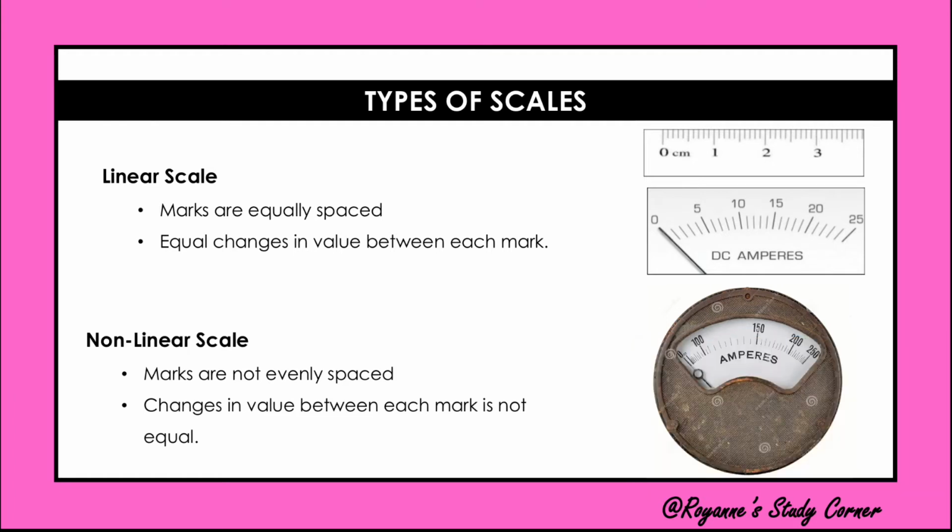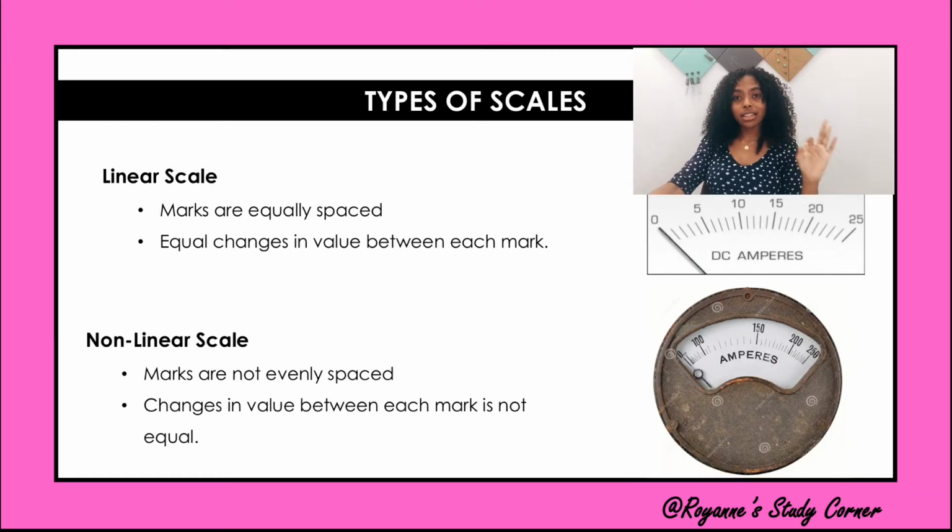The other type of scale is a non-linear scale. Here the marks are not evenly spaced, and the changes in between each mark are not equal. I know a lot of people have not seen things like these, but you will see them as you progress, don't worry. We can see here an ammeter where the spaces are not the same distance apart, and by one marked reading you see 0, by another you see 100, and by the next you see 150. So there isn't the same increase with each mark.